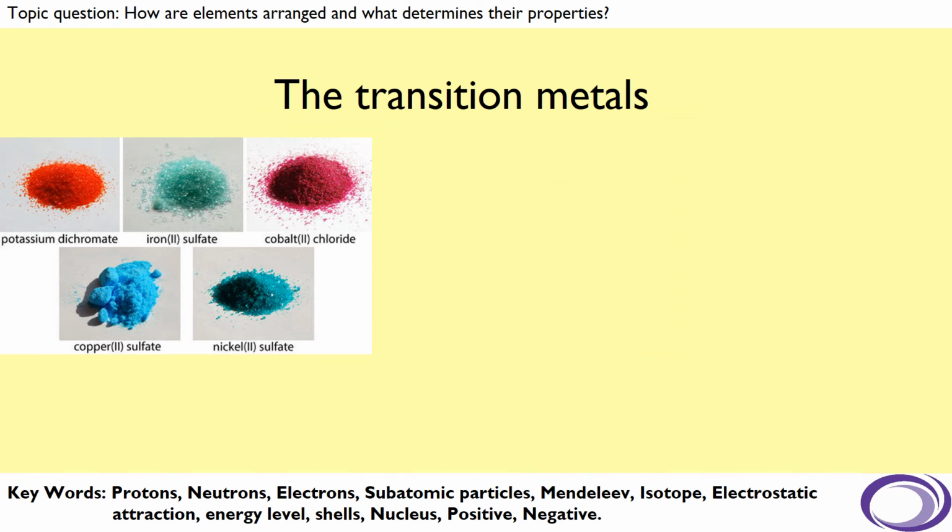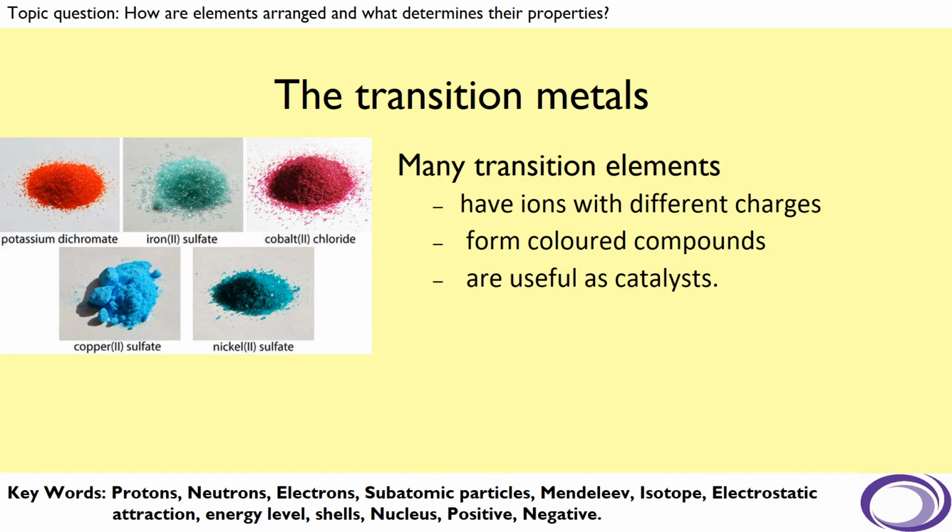Now, the transition metals have some really interesting properties. They have ions with different charges, which is why we have iron 2+ and iron 3+. They form coloured compounds, as you can see on the screen, and they are also quite useful as catalysts. And you will have heard many transition metals referred to throughout your time in school and in life in general. So iron, copper, gold, silver are all transition metals.